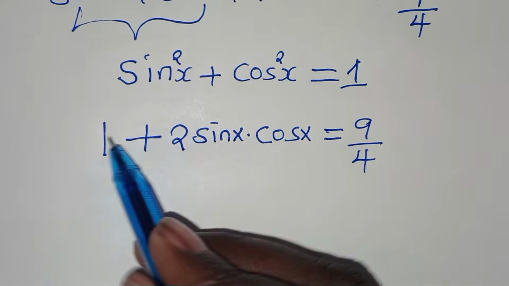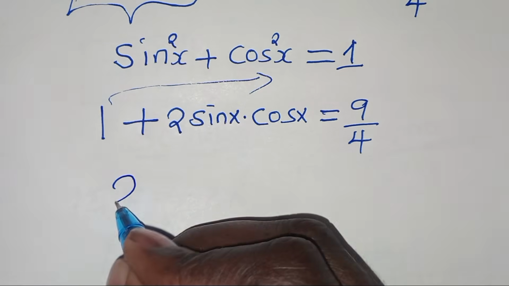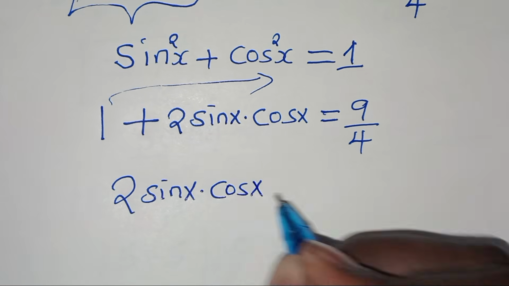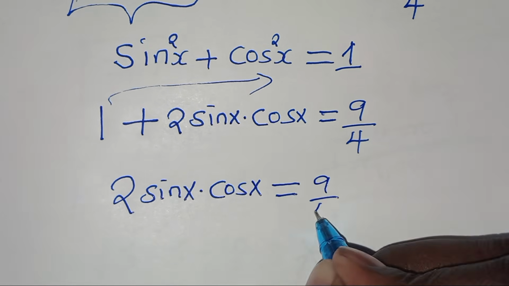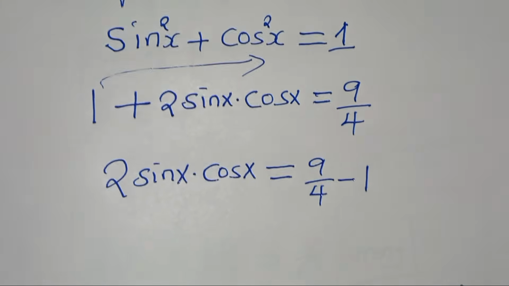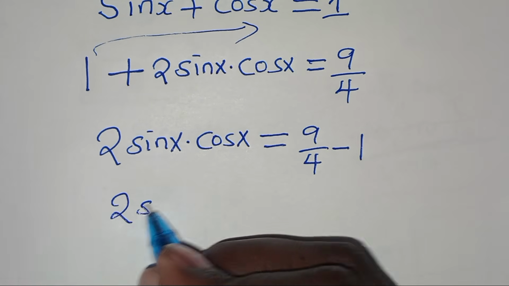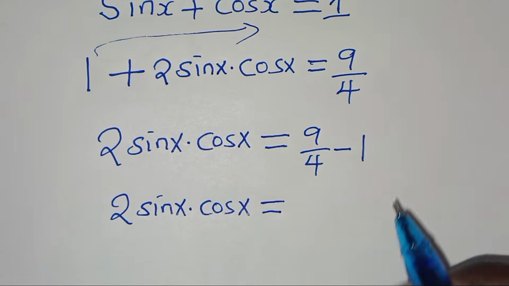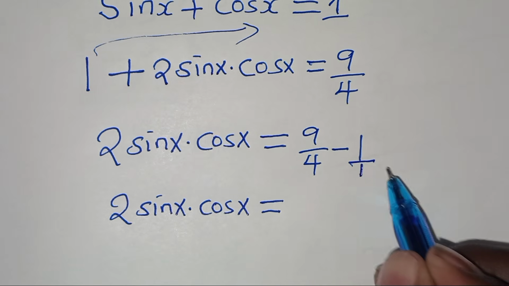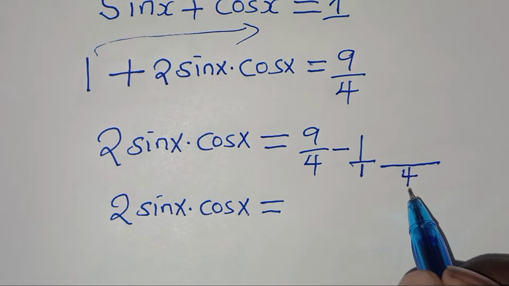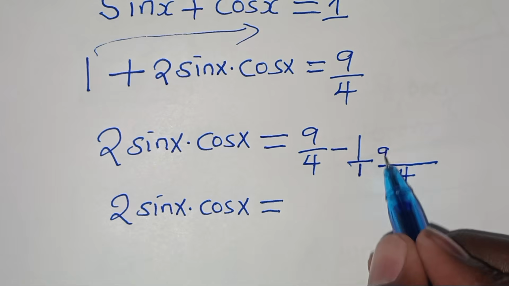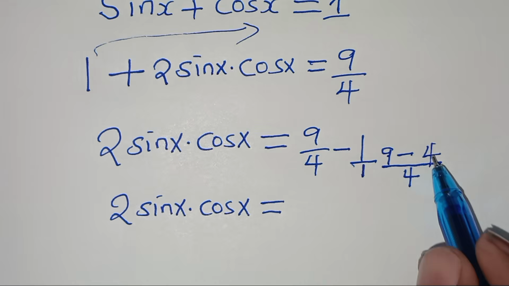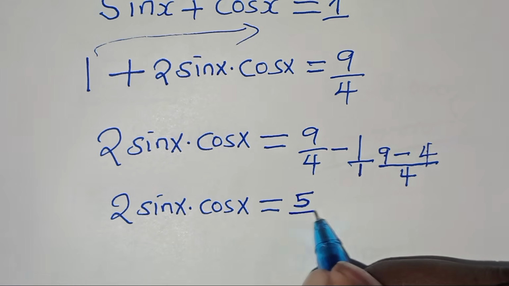The next step is to take 1 to the right hand side, so that we have 2 sin x multiplied by cos x equal to 9 over 4, subtract 1. So we have 2 sin x multiplied by cos x equal to, now 1 is our whole number here, so this is over 1. We have the LCM equal to 4. 4 divided by 4 is 1 times 9, this is 9. Subtract 4 divided by 1 is 4 times 1, this is 4. So we have 9 minus 4, which is the same thing as 5 over 4.